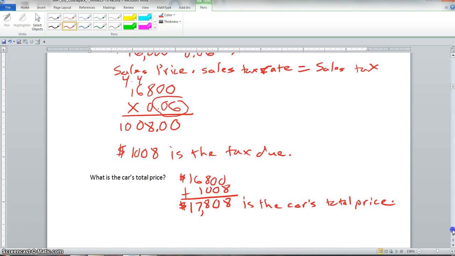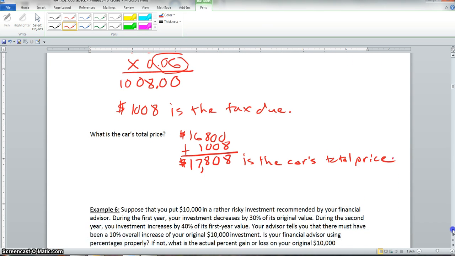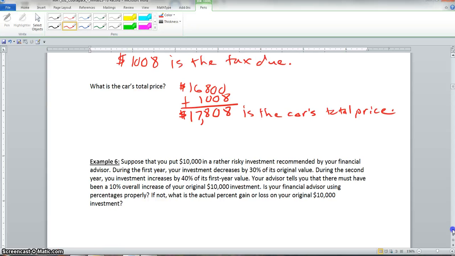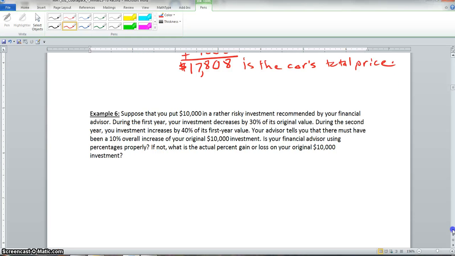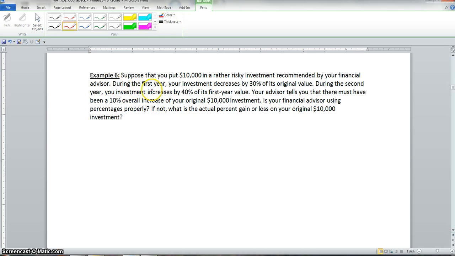Okay, now we scroll down here to example 6. Now it says, suppose that you put $10,000 in a rather risky investment recommended by your financial advisor. During the first year, your investment decreases by 30% of its original value. During the second year, your investment increases by 40% of its first year value. Your advisor tells you that there must have been a 10% overall increase of your original $10,000 investment. Is your financial advisor using percentages properly? If not, what is the actual percentage gain or loss on your original $10,000 investment?